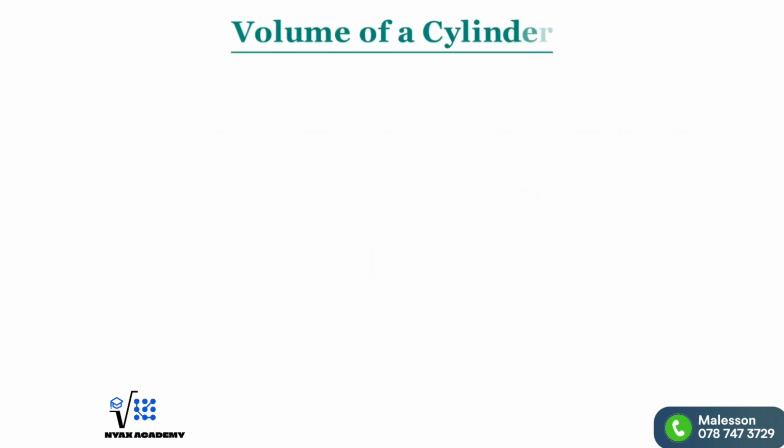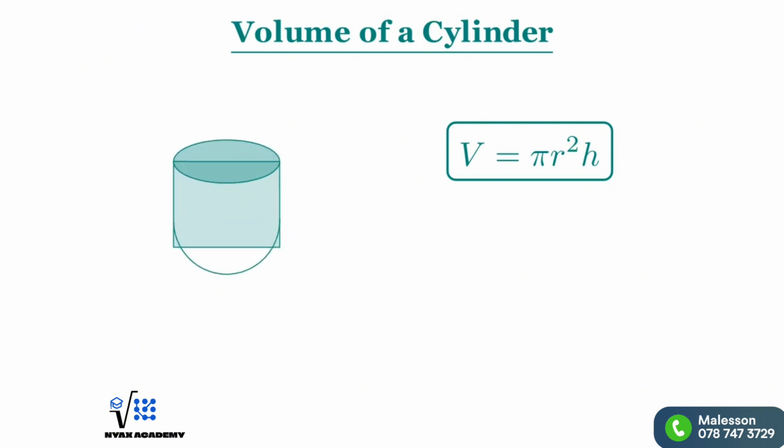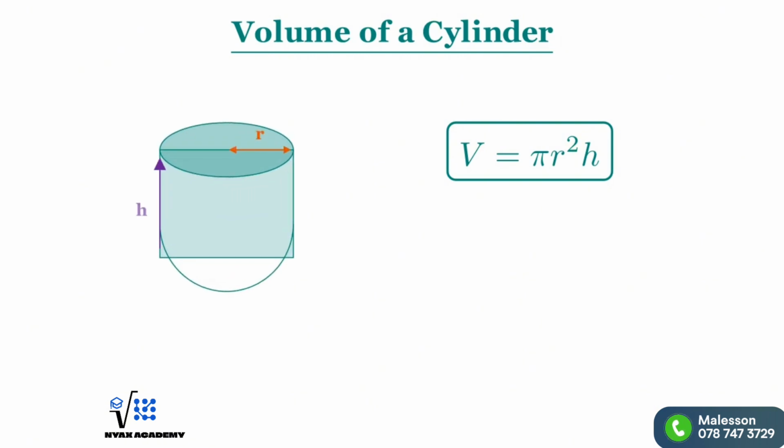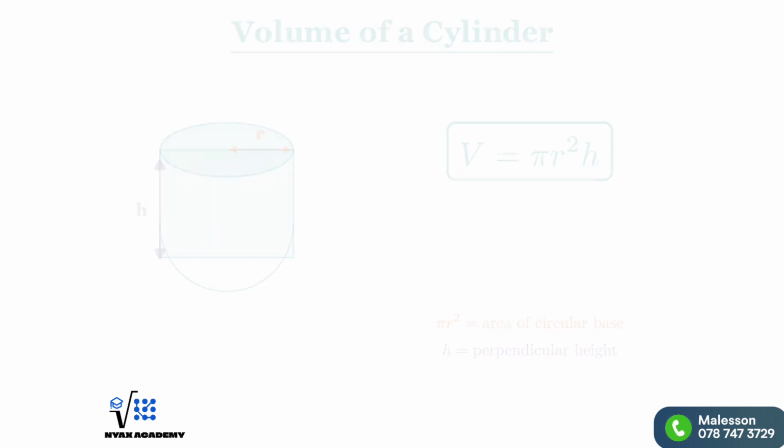Now, let's look at finding the volume of a cylinder. For the volume of a cylinder, we use the formula V is equal to pi r squared h. Pi r squared represents the area of the circular base, while h is our perpendicular height.